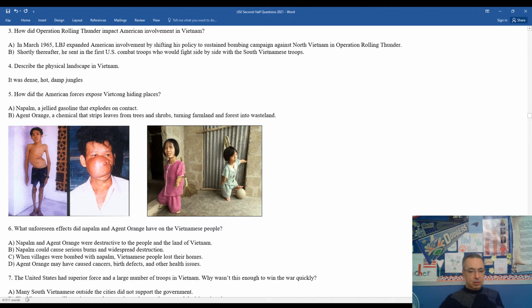You see a couple disturbing images there from the aftermath of Vietnam, some of the birth defects that were attributed to the use of these chemicals in Vietnam.